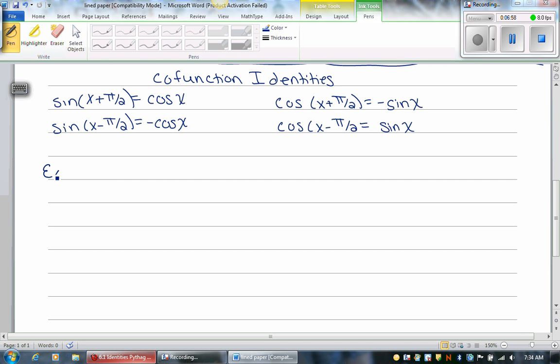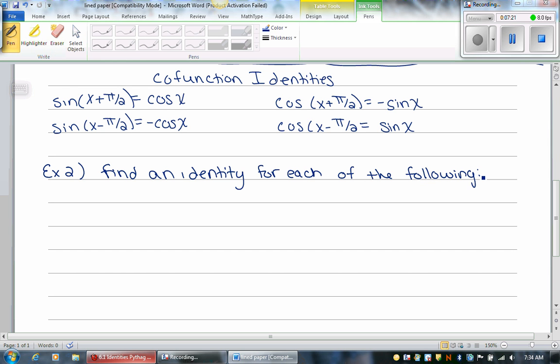All right, so let's look at another example. This time, I want to find an identity for each of the following, and this is going to be 2 separate examples. So we've got tangent of x plus pi over 2.